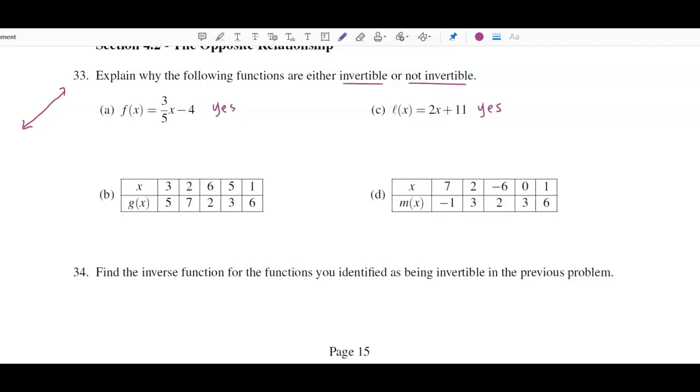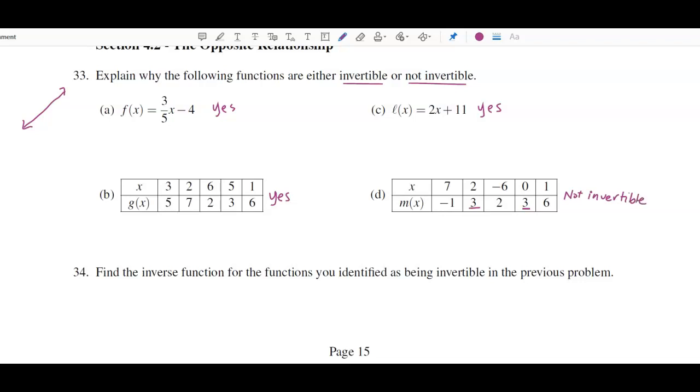And then let's look at this one. We're looking at our inputs on the top and our outputs on the bottom, and again, we don't want any of those to be repeated. So all of our inputs are unique and all of our outputs are unique. So this is invertible. However, over here, we've got all of our inputs unique, but we have two outputs that are the same. And since those are the same, it's not invertible.